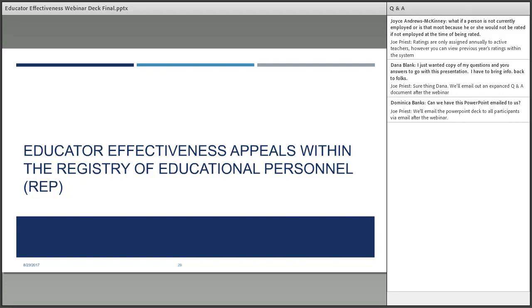There are 2 required data collections for the REP. There's one coming up on December 1st, and that will sound familiar as the last day of the educator effectiveness appeals window. And then there is an end-of-year collection, and that data is due on June 30th. And that's where the educator effectiveness labels are submitted originally. So if you're wondering where that data is coming from, it's coming from the REP.